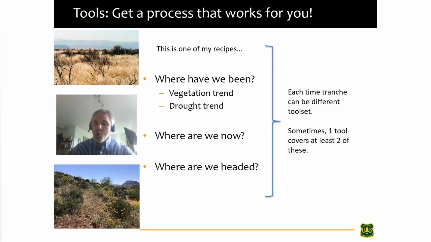Second question is where are we right now? That's a different kind of tool set. And finally, we want to look at where we're headed, which of course is much more difficult. Now, each of these time tranches can be a different tool set, but it doesn't have to be. Some of these tools will do multiple of these time tranches at one time. It just depends on the question you are asking.